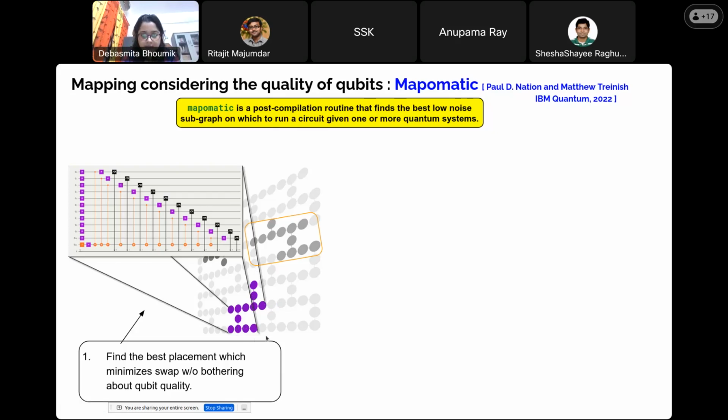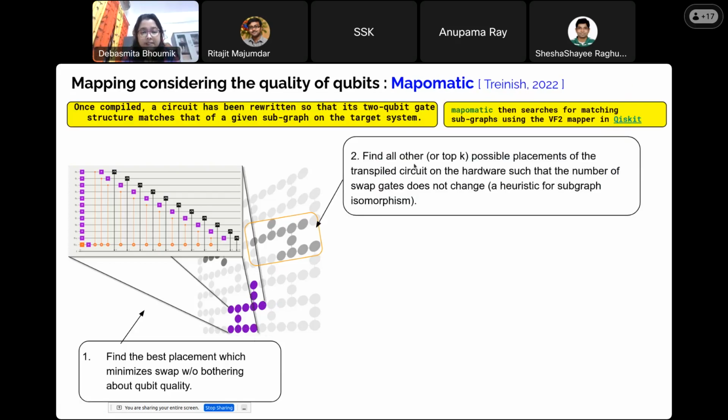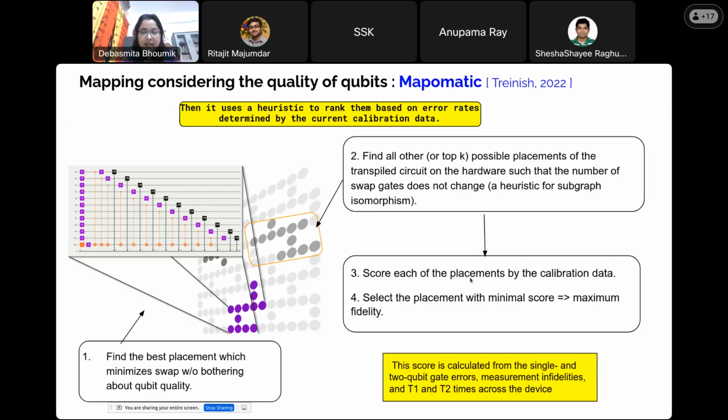Once the mapping is done, it finds all other possible placements. So how many times this structure can be found in this underlying graph. So it finds all the possible placements of the transpiled circuit on the hardware such that the number of swap gates doesn't change, because the swap gates are decided in the first step itself. So Map-O-Matic basically searches for matching subgraphs using the VF2 mapper in Qiskit. Now the score of the placements is calculated from the calibration data. This score is calculated from the single qubit gate and 2 qubit gate infidelities, T1, T2 errors, etc.